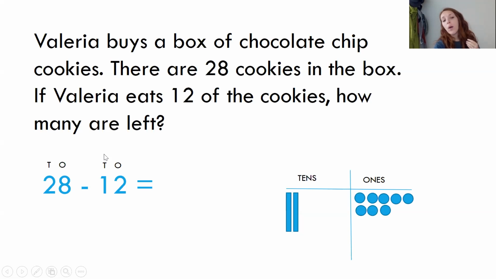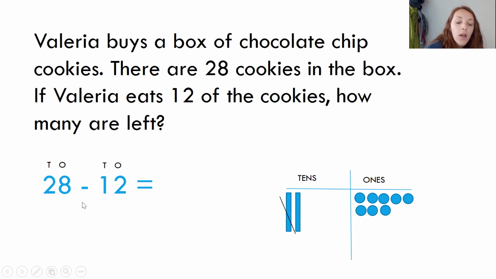Now, before I jump over to this number, I really have to look at what we're doing. Remember, what does this symbol mean? It means I'm taking away, right? So am I going to start drawing 12 over here? No, I'm going to be taking 12 away from what I already have. That's what this means. So how many tens will I be taking away? Just 1 ten. So I'm going to cross out one of my tens over here.